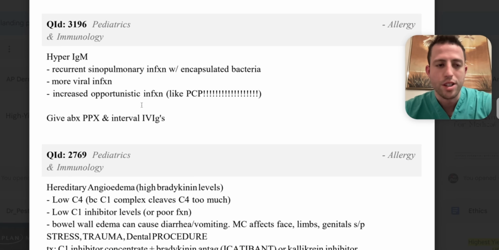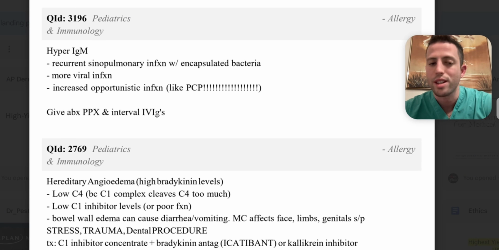And so with hyper IgM, you want to give antibiotic prophylaxis as well as interval IVIGs, kind of similar to your Brutons as well as common variable immunodeficiencies, where you want to give that IVIG infusion.